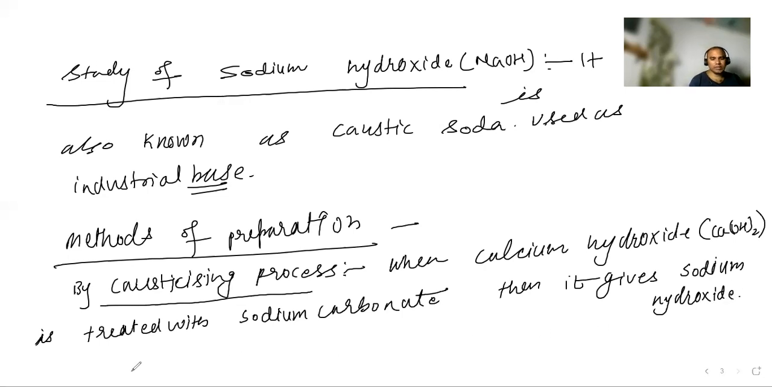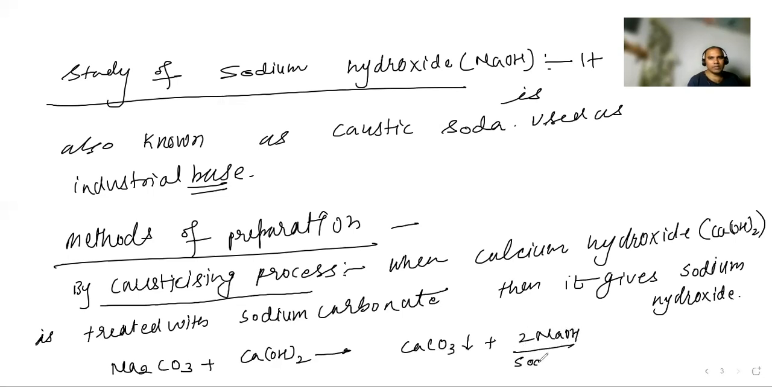Now let's try to understand how this is happening. Na2CO3 plus Ca(OH)2 gives CaCO3, which is a precipitate, plus 2 NaOH is going to form. This is sodium hydroxide, or you can say caustic soda. Another name is caustic soda.